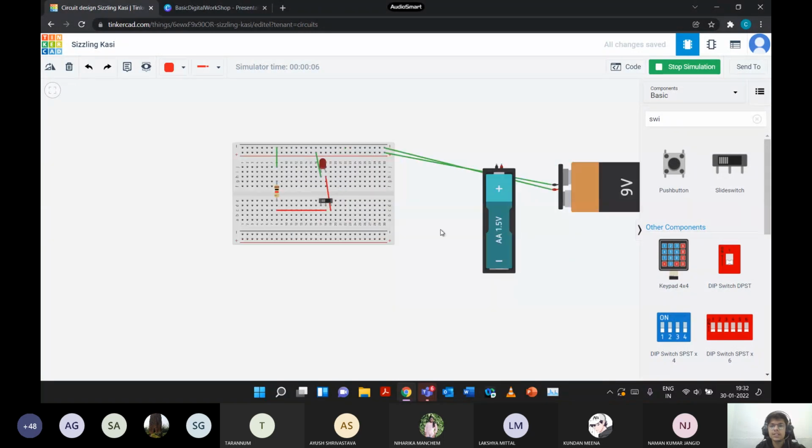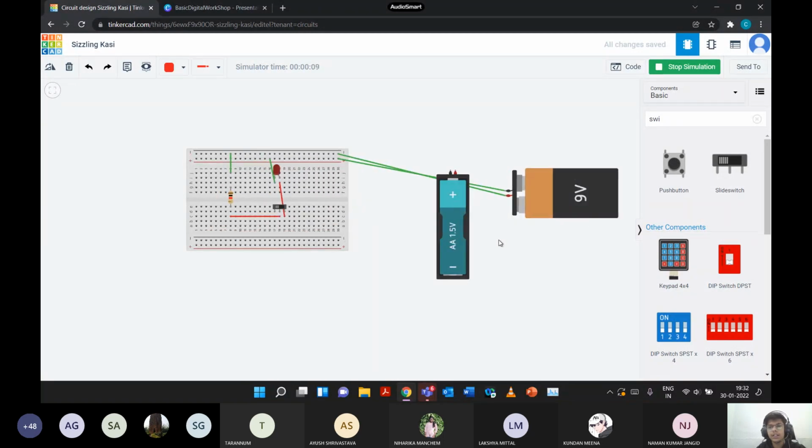So this is the first basic circuit that you could make in your Tinkercad. I'll hand over to Hitesh for further explanation. And we'll have some more simulations in the later part, so stay tuned.